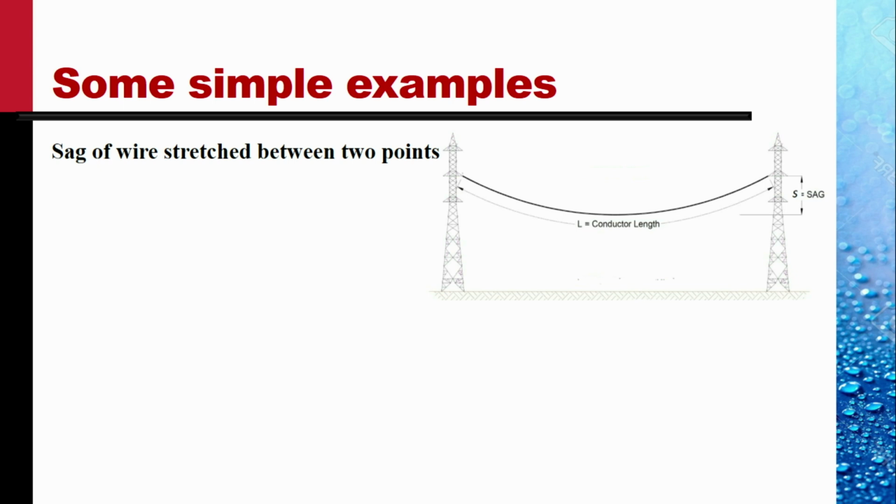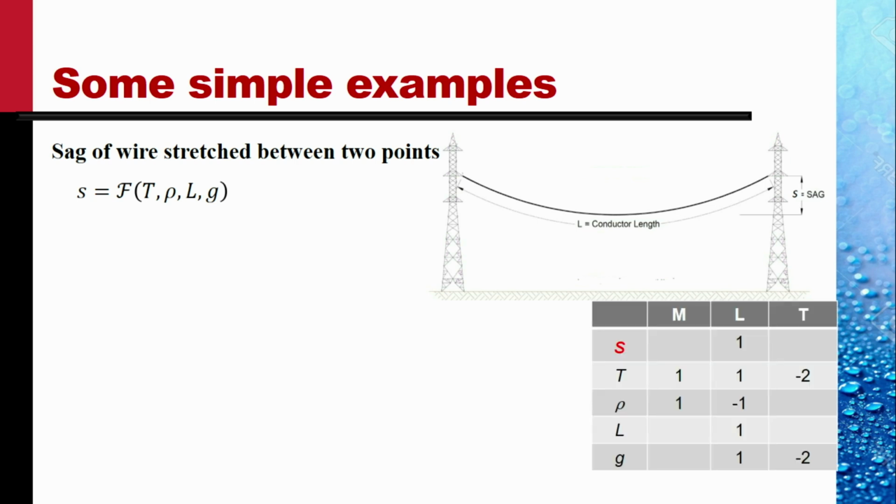discusses the sag of a wire stretched between 2 points, like an electrical conductor of length L between two transmission towers. The sag S will be a function of tension T in the wire, rho the density of the wire, L the length of the wire, and of course the acceleration due to gravity, because the sag is caused by the weight of the wire, which depends upon g.